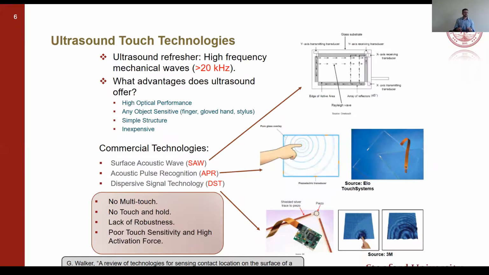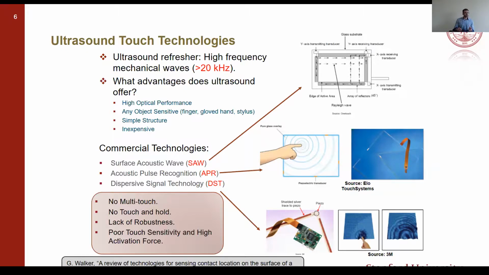As a refresher, ultrasound is high frequency mechanical waves, typically greater than 20 kilohertz. Ultrasound offers a lot of advantages, including high optical performance, generally because the sensors are integrated on the perimeter of the screen rather than being patterned under the screen. It can be sensitive to any object, including finger, gloved hand, stylus, and whatever can interact with the ultrasound waves. It has a very simple structure, at least the new technologies. And most importantly, it is very inexpensive in the cost of manufacturing.